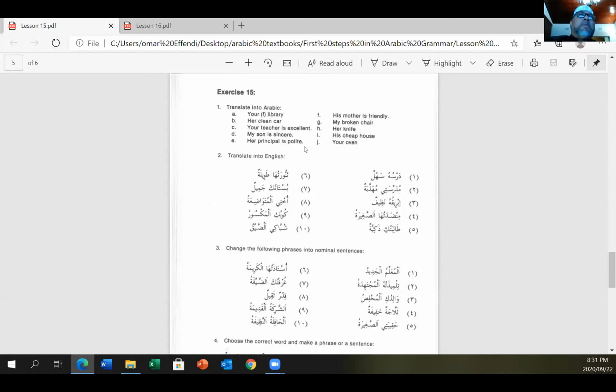Number E, principal. Her principal is polite. Principal, mudir, right? Mudiruha, polite, muhadhabun. Why? Because principal here is masculine, and therefore muhadhabun must also be masculine, even though we say her principal.